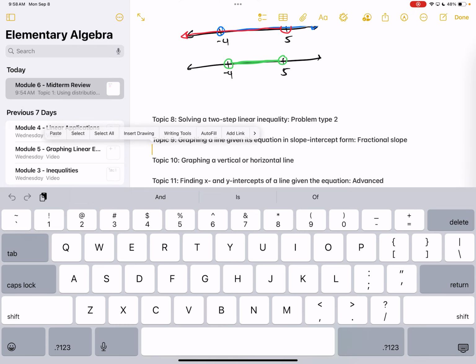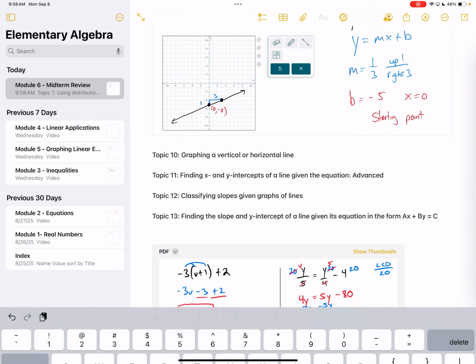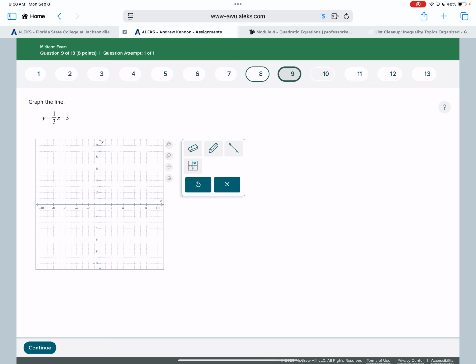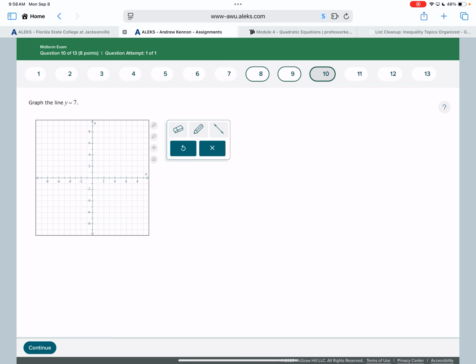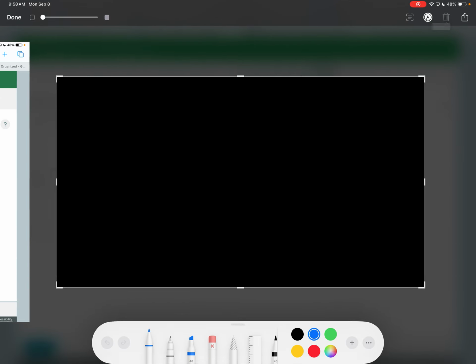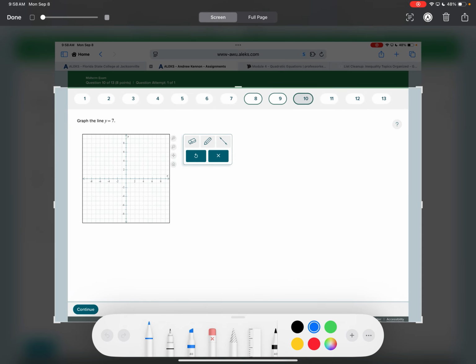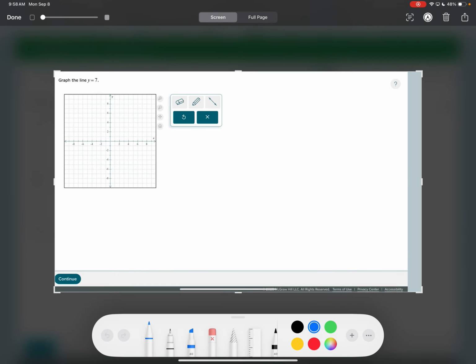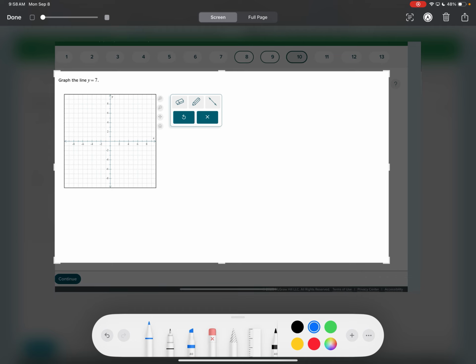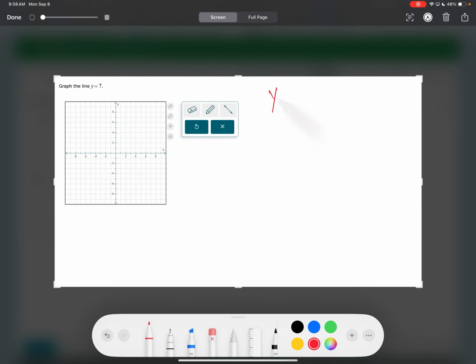Well, this is number 9, right? All right, number 10 is a vertical or a horizontal line. So you could get either one on the test. So we may write both of these out. So if it is y equals a number, it is a horizontal line. And the slope is 0.